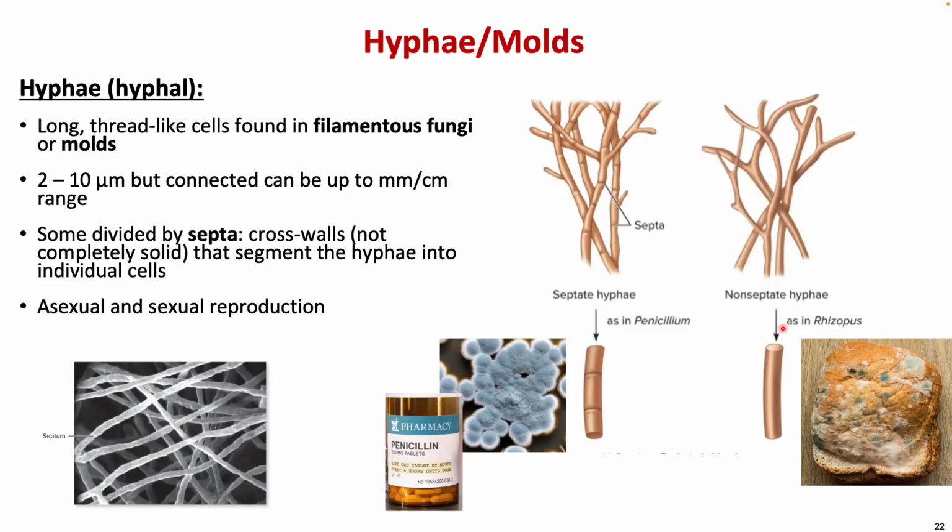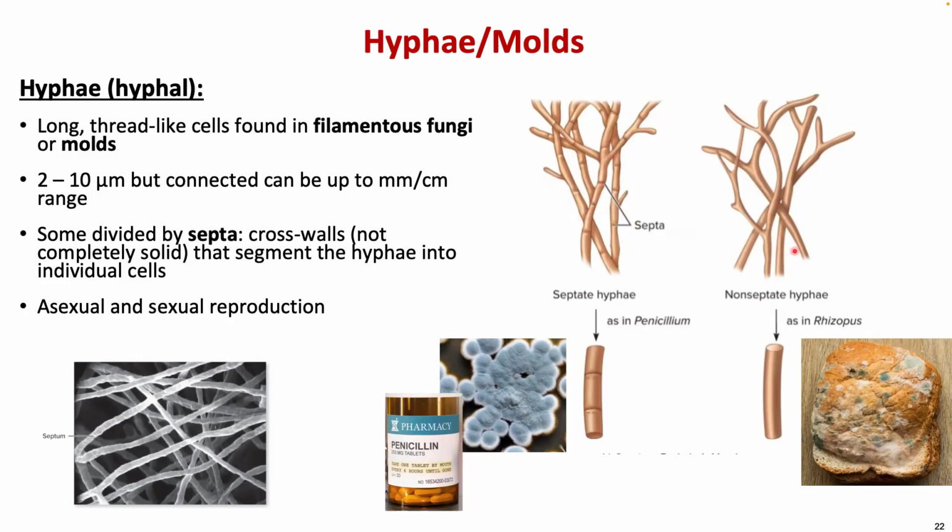So, back to what I was saying. Some are divided by septa, basically cross walls that segment the hyphae into individual cells, and then they can reproduce through either asexual or sexual reproduction. As you can see from here, this is a septum which is basically connecting them all together. So you have one hypha connecting to the other through the septa.